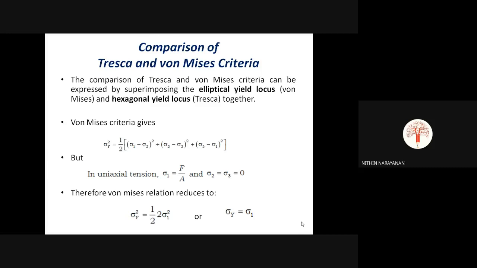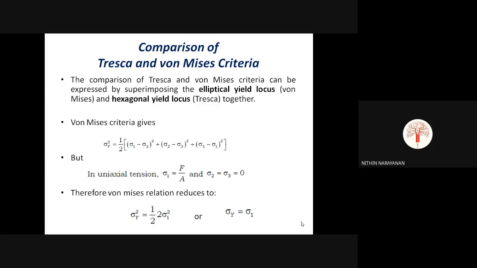Okay, von Mises is related to shear strain energy. Tresca is related to maximum shear stress for these cases of plastic deformation. So in Tresca we will get a hexagonal yield locus, and in von Mises we will get an elliptical yield locus.